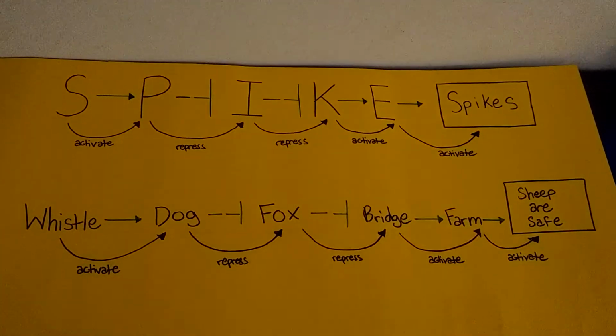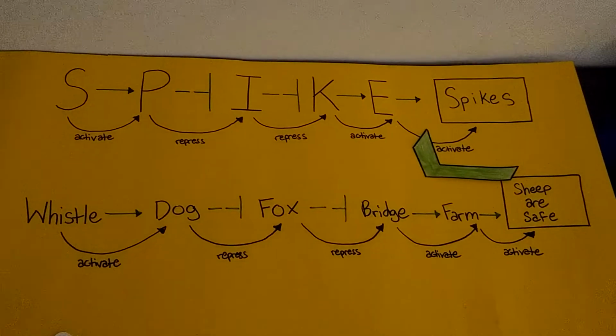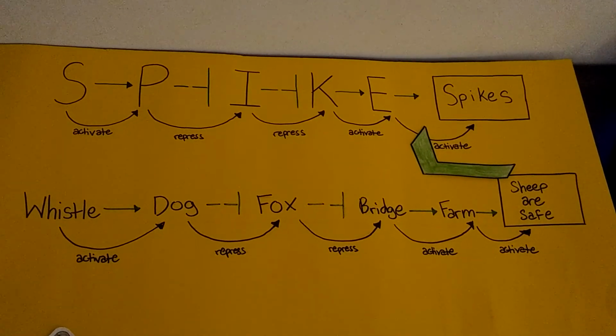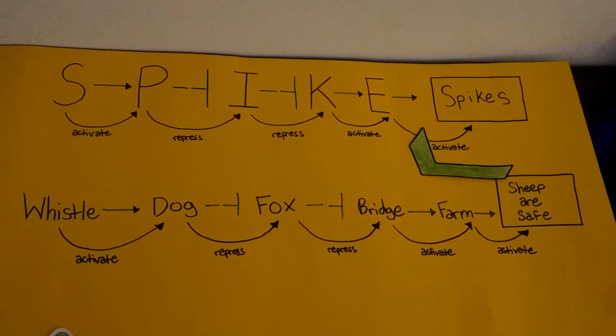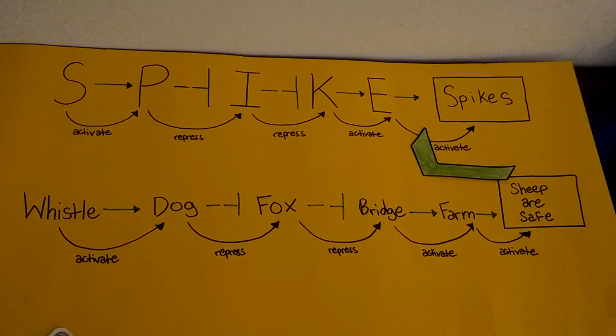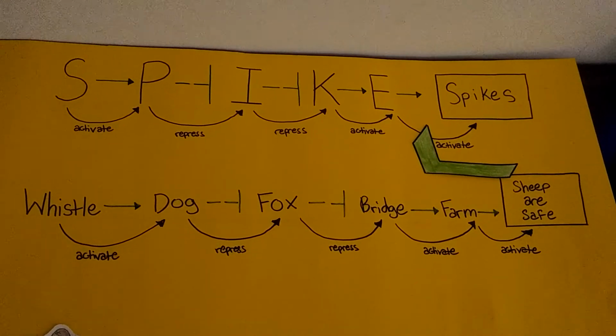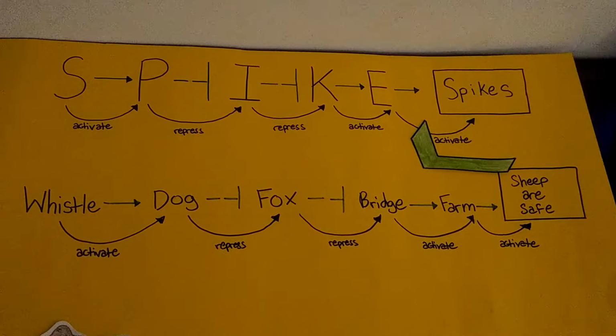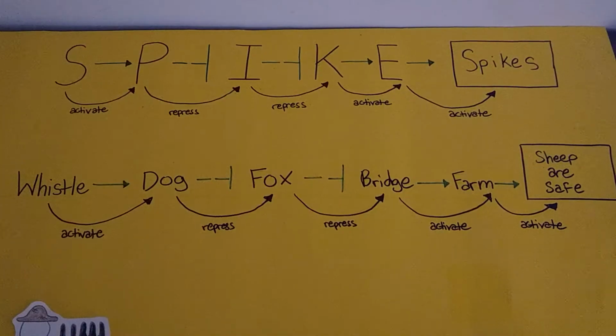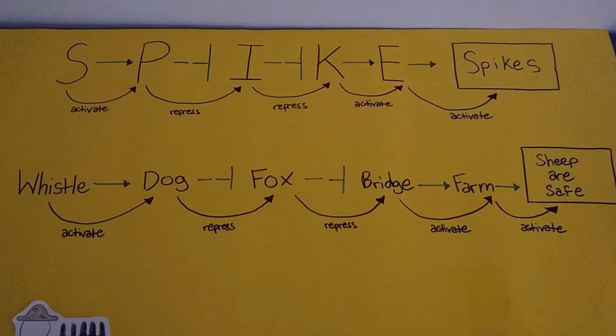Next is gene P, which will also produce spikes. P is responsible for repressing gene I, which stops other activator genes and thus stops transcription. Gene P ensures that spikes form, equating to the dog chasing the fox away, providing a clear path for the sheep. Next up we have gene I.